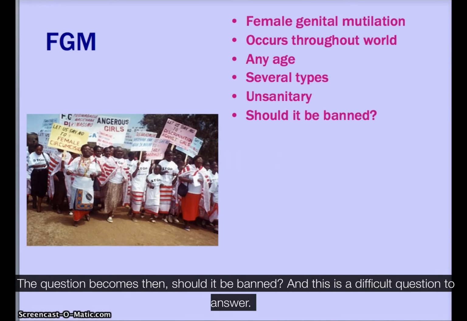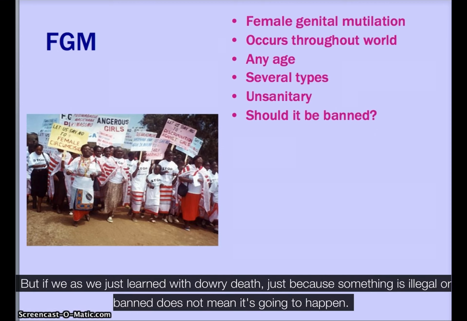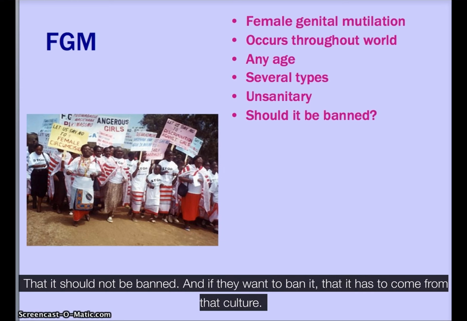And this is a difficult question to answer. To begin with, it is banned in many places. But as we just learned with dowry death, just because something is illegal or banned does not mean it's not going to happen. So people can have a variety of views on this. And some feel that if it is part of culture, that it should not be banned. And if they want to ban it, that it has to come from that culture.